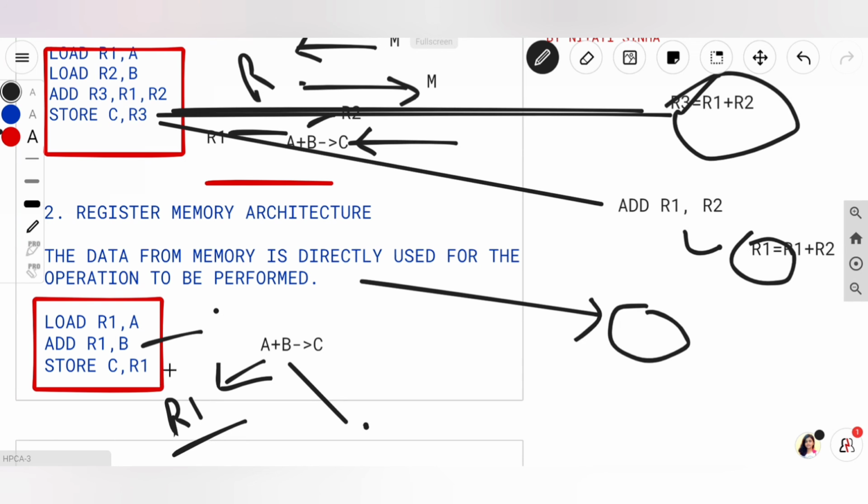After doing that addition, I need to store the data of register R1 back into the memory, and this is the register memory architecture. Thank you, that's it.